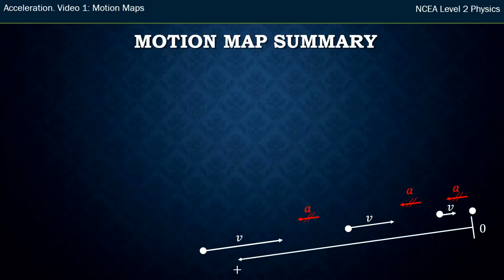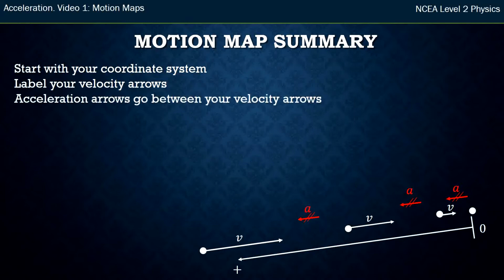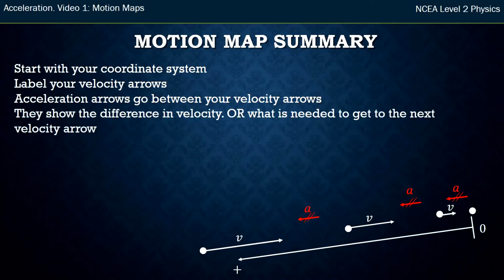So a summary of everything we've come across so far. Always start with your coordinate system, okay? There's no wrong or right answer, but you've got to be consistent the whole time with whatever coordinate system you've chosen. Label your velocity arrows because you're going to have acceleration arrows on there as well. Remember, acceleration arrows go in between your velocity arrows, and they show the difference in velocity. Or they show what is needed to go from one velocity arrow to the next velocity arrow. That kind of means the same thing.